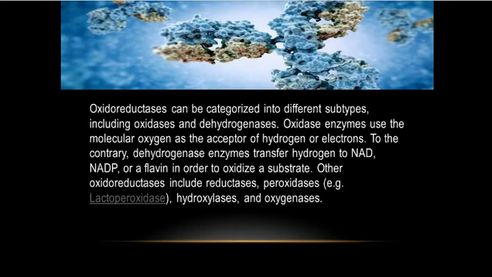Oxidoreductases can be categorized into different subtypes, including oxidases and dehydrogenases. Oxidase enzymes use molecular oxygen as the acceptor of hydrogen or electrons. To the contrary, dehydrogenase enzymes transfer hydrogen to NAD or a flavin in order to oxidize a substrate. Other oxidoreductases include reductases, peroxidases, for example lactoperoxidase, hydroxylases, and oxygenases.